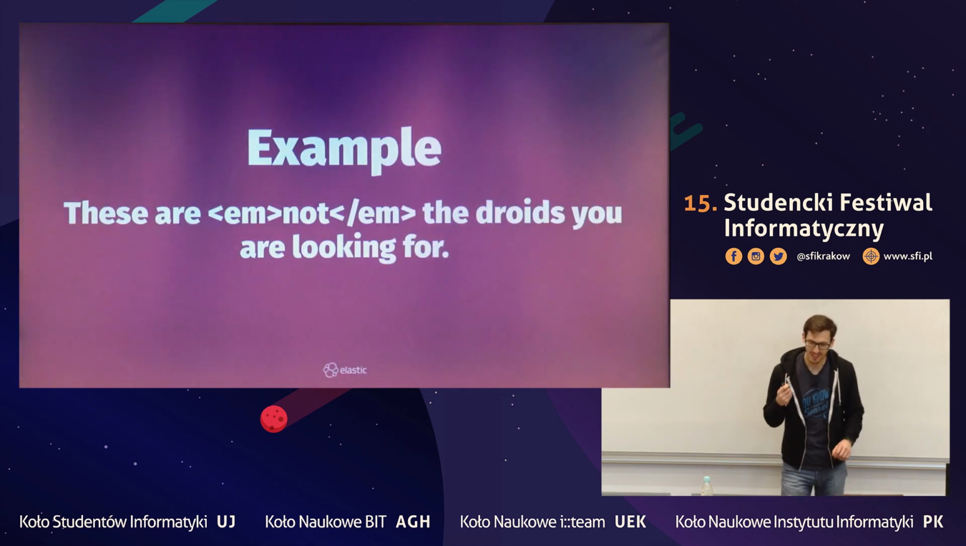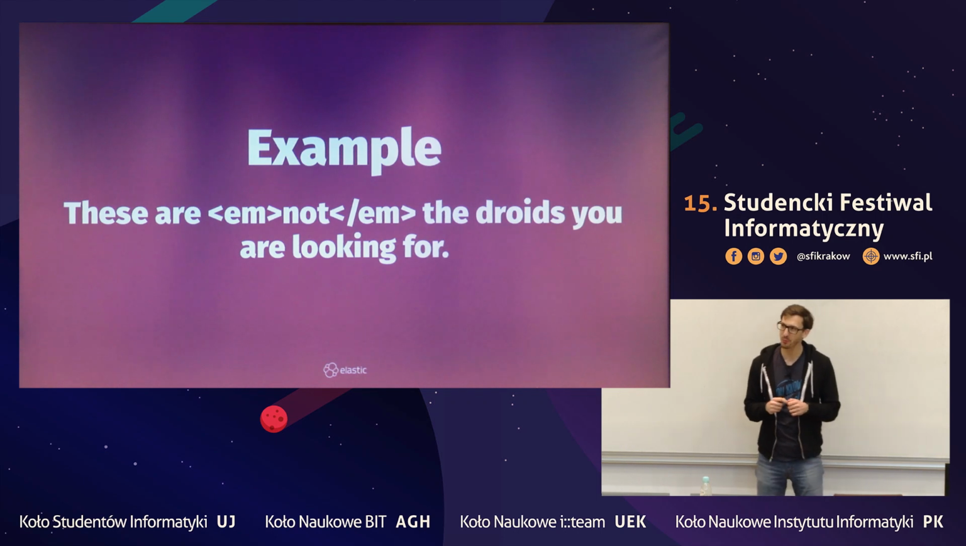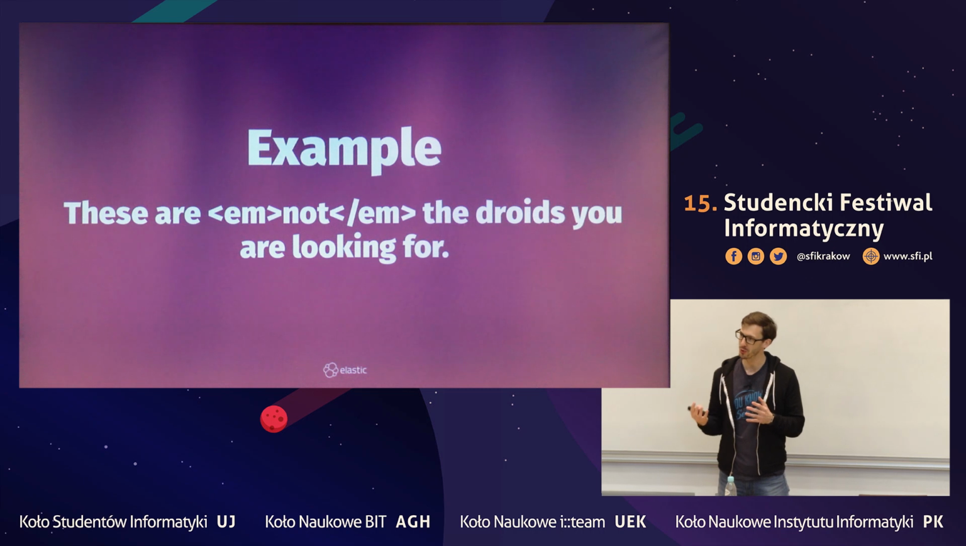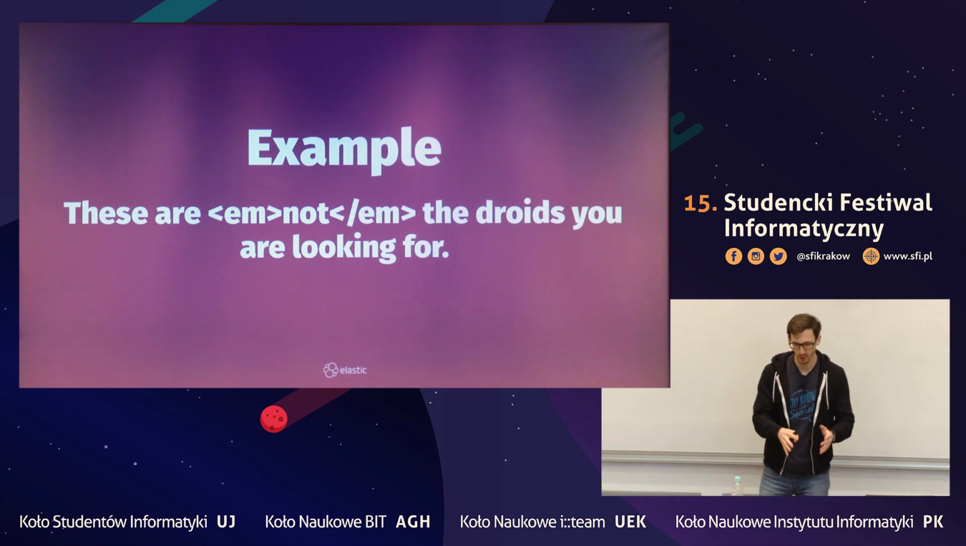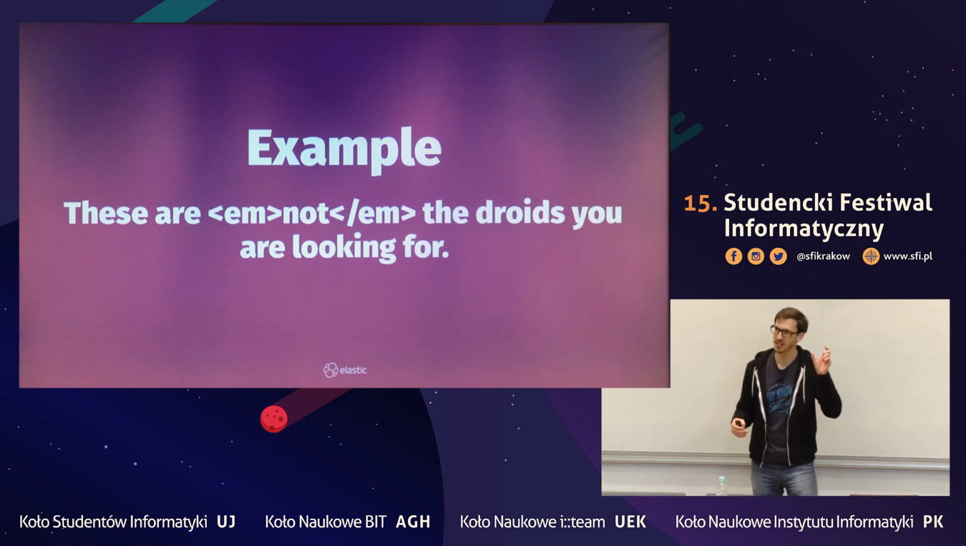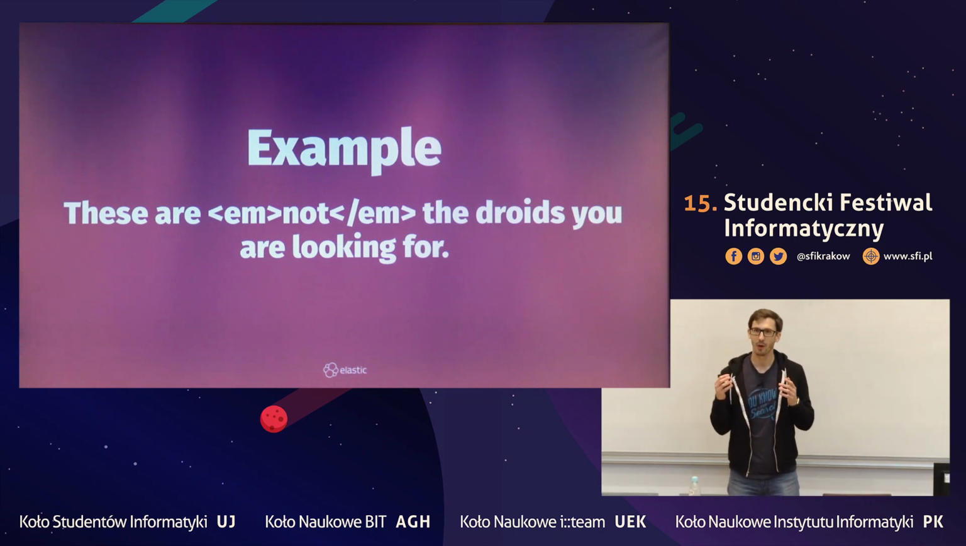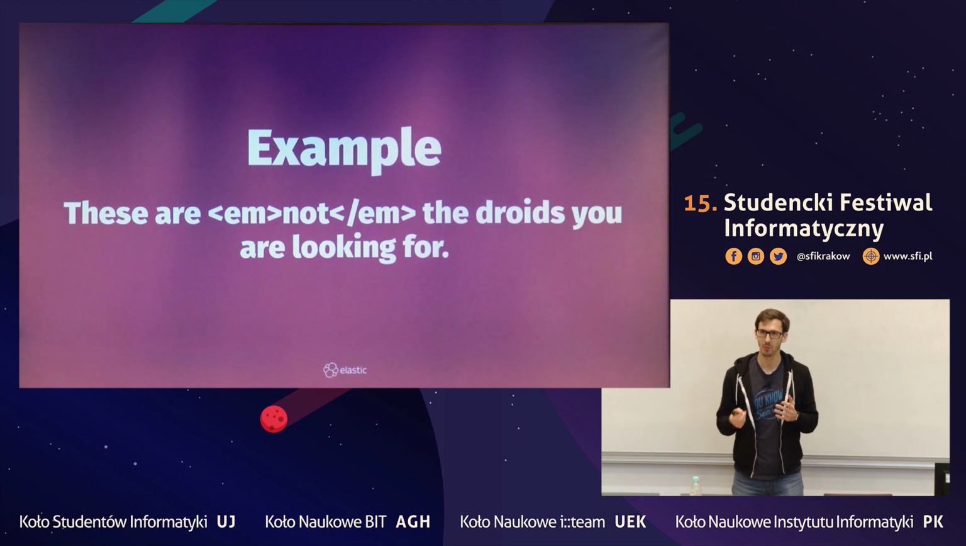Yes, these are not the droids you're looking for. And we want to look at this one sentence to see what search does when you store something. So let's assume we have, "these are not the droids you're looking for." We have this emphasis tag from HTML around the "not", because that's emphasized. What is actually happening behind the scenes when you store that?